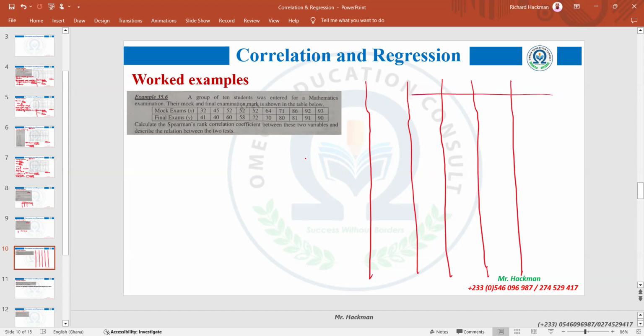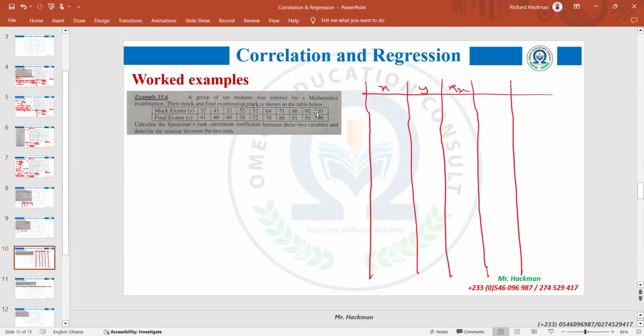In this case, mock exam, so that is X. Then what's Y? That's what you have there. So mock exams, final exams, Y. So we know we are going to rank. I won't write the values there; you can easily get them. So rank of X, let's see what is going to happen. We are going to rank X.